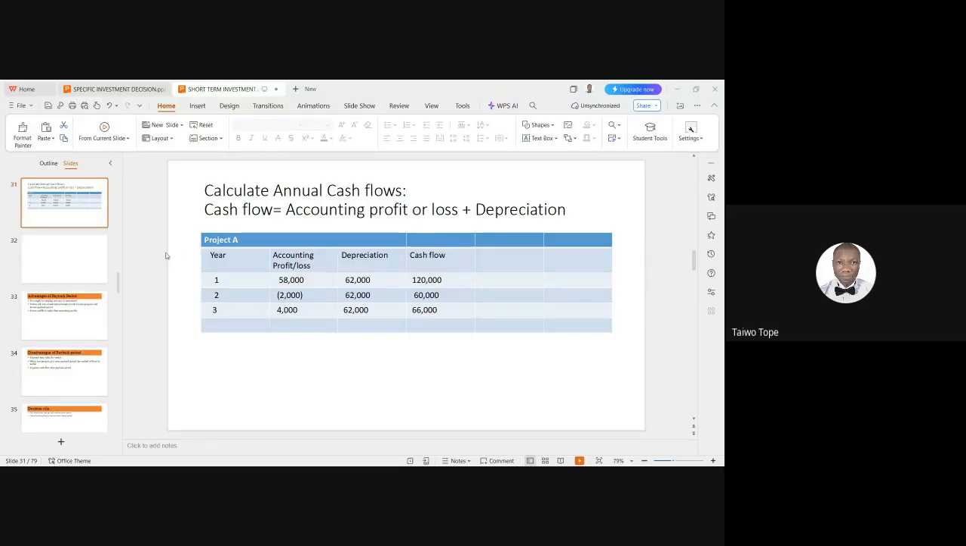See the equation, where we started from. Cash flow is equal to accounting profit or loss plus depreciation. When you have a loss, it is a negative value. Minus 2,000 plus 62,000. What will be your result? 60,000. Okay, thank you. All right. So from this, can we calculate our payback period?